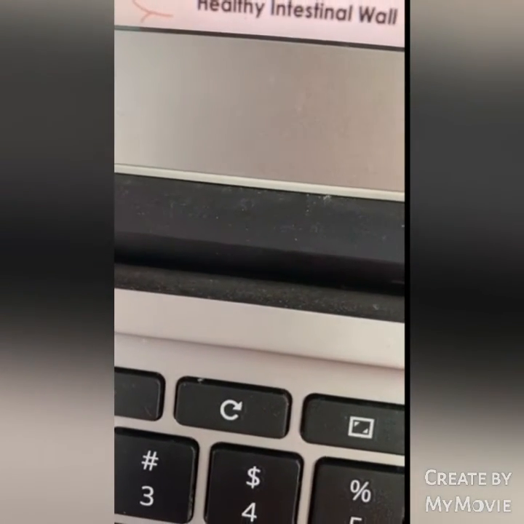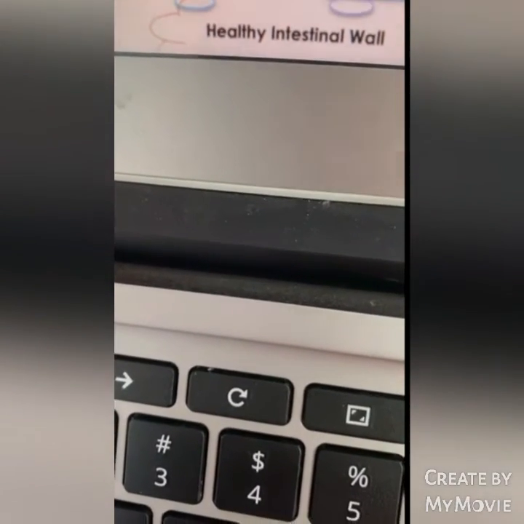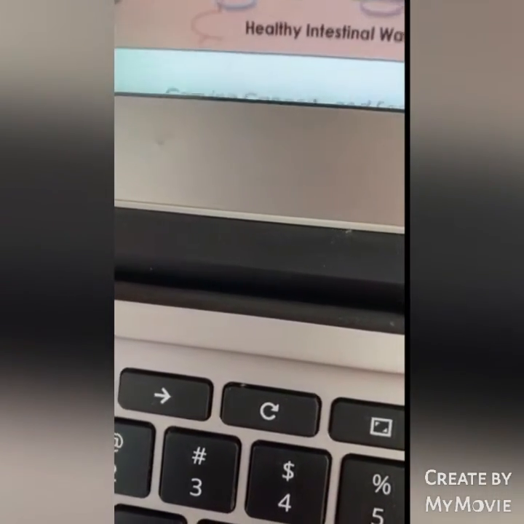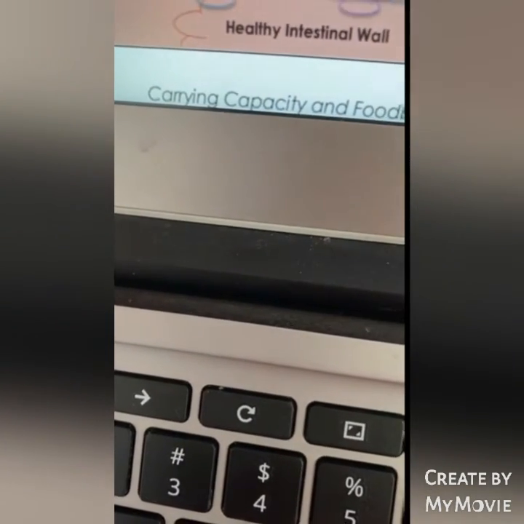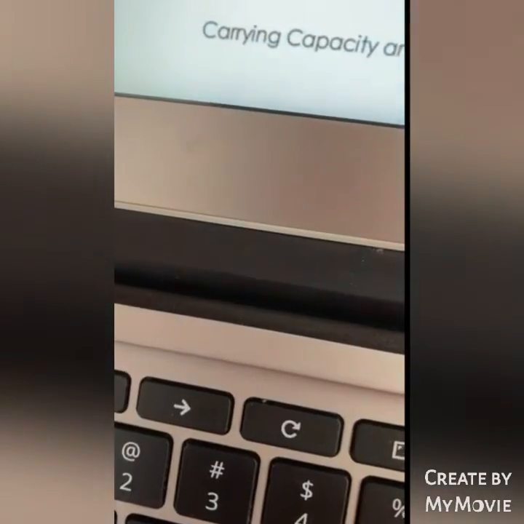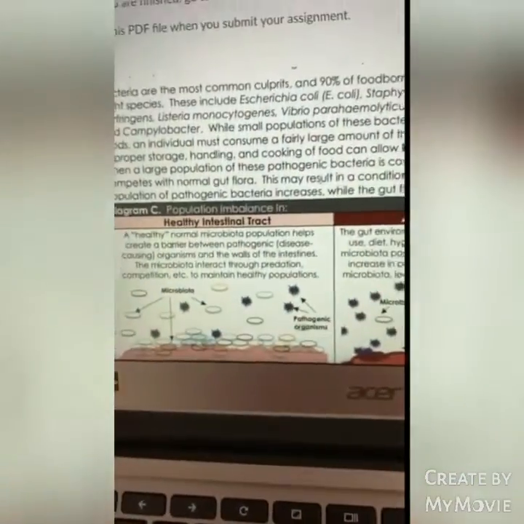Improper storage, handling, and cooking of food can allow bacteria to grow exponentially. When a large population of these pathogenic bacteria is consumed, the population competes with the gut flora. This may result in a condition called dysbiosis, in which the population of pathogenic bacteria increases while the gut flora population decreases.